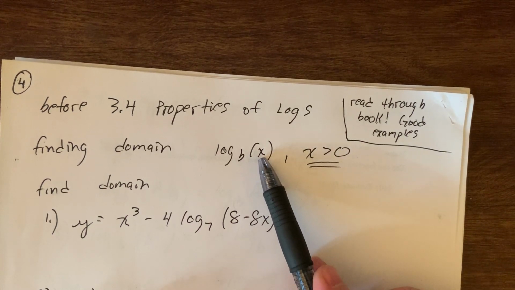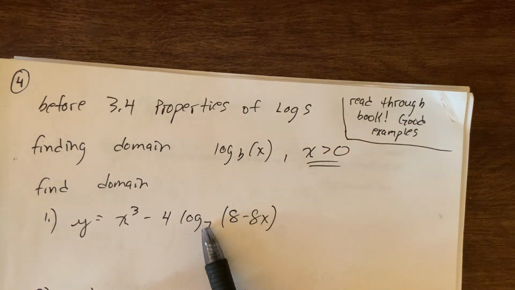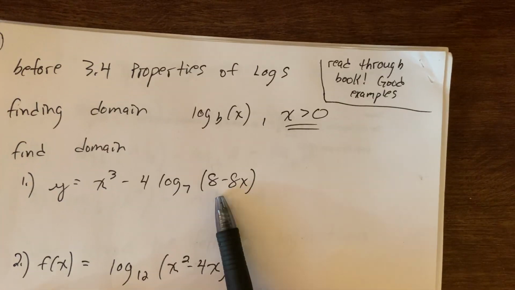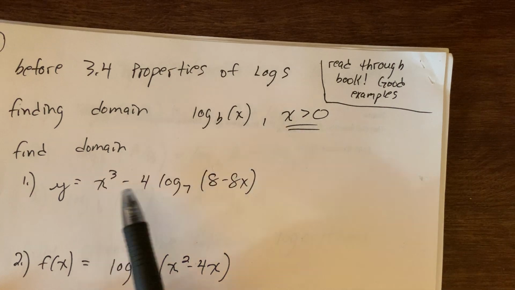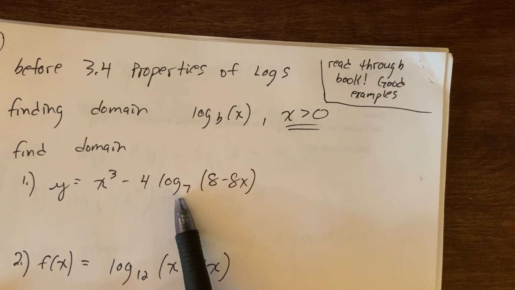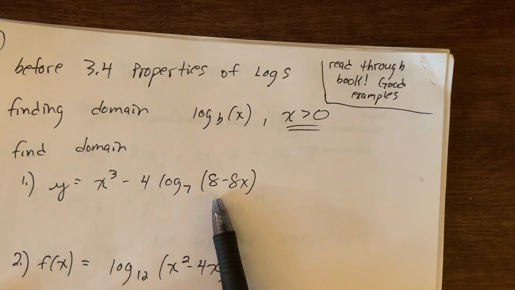So what we're going to do to find the domain, we're going to treat this very similar to how we found the domain of square roots. We identify a log as a trouble spot. We look at the inside of the log. Notice I don't care about this. The x cubed is fine. The minus 4 in front of the log is fine. It's all about what's inside the log. This is where trouble can come up.